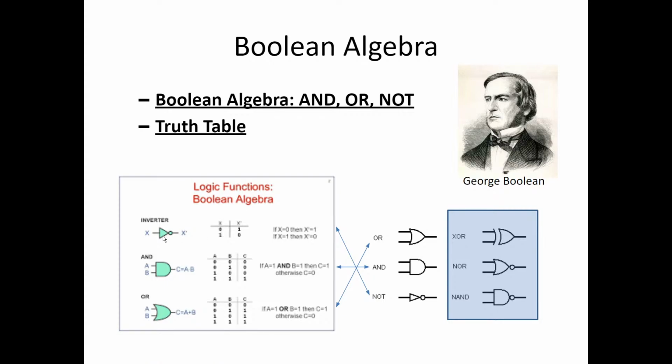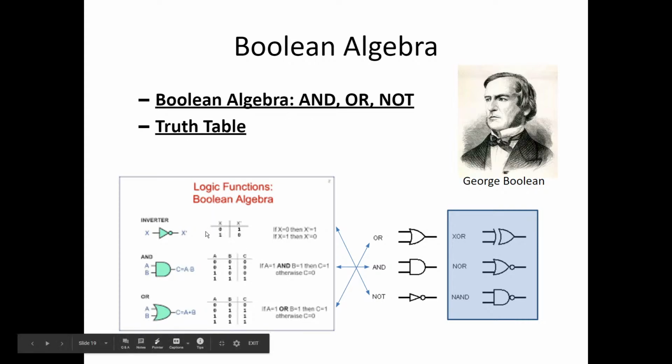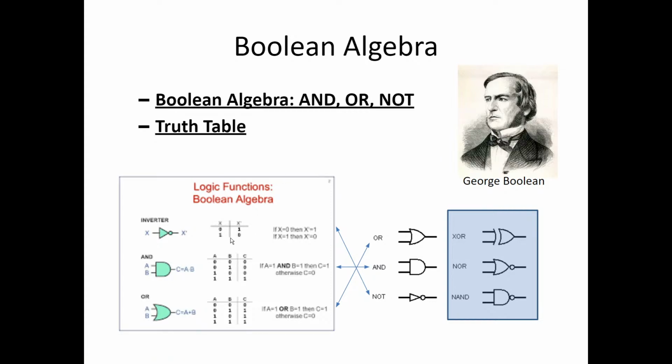So essentially, these three are the basics of Boolean algebra. You can make every single possible calculation that this computer will ever need to make using these three basics: and, or, and not. And this is what a truth table will look like, and it's essentially a table of inputs and outputs.